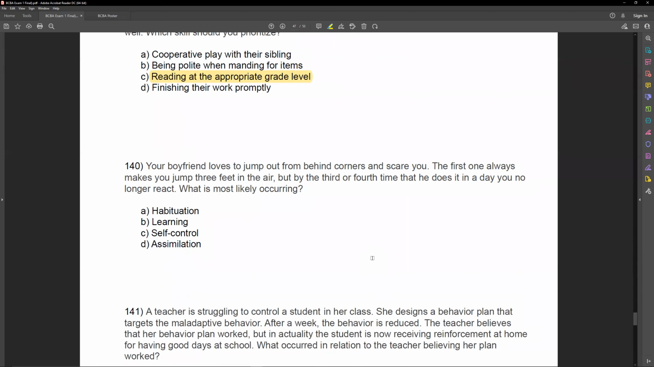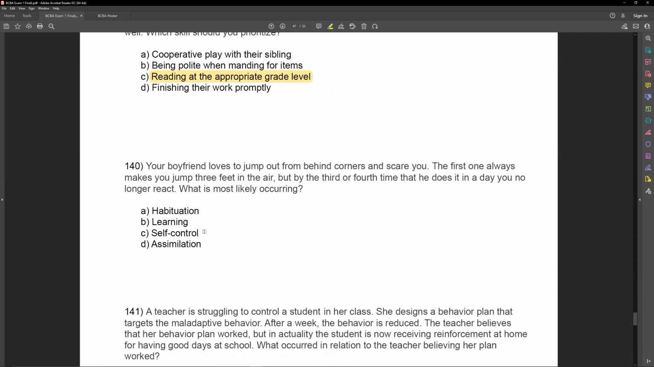And the 140, your boyfriend loves to jump out from behind corners and scare you. The first one always makes you jump 3 feet in the air, but by the third or fourth time that he does it in a day, you no longer react. What is most likely occurring? Habituation, learning, self-control, or assimilation?